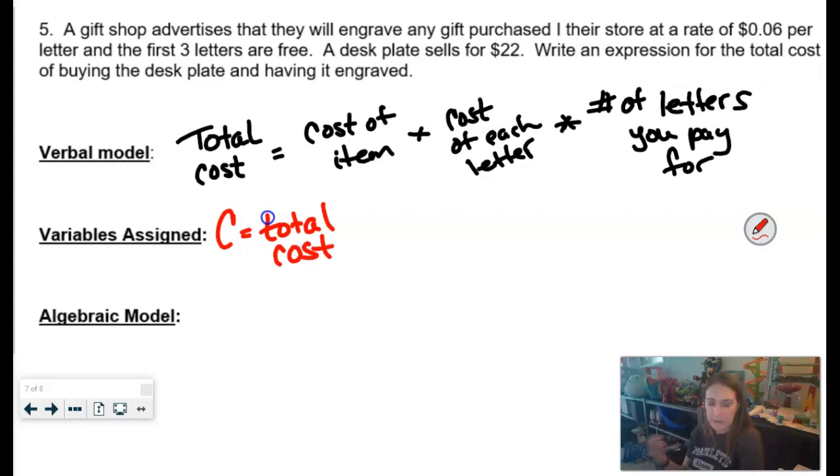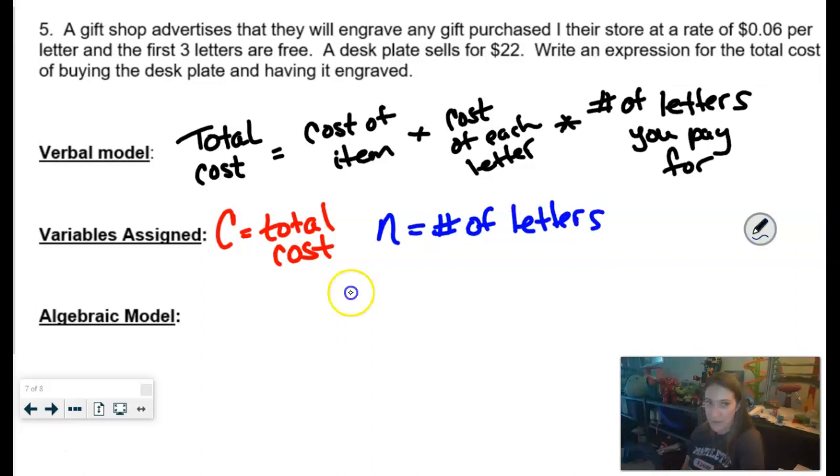And then I know the other 2 things, but I do not know. And then I'm going to change this up a little bit. I'm going to say N equals the number of letters. And I'm just going to stop that. Number of letters. We'll talk about why in a minute. All right, algebraic model. Total cost we're now representing as a C.